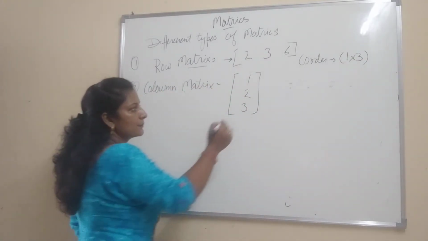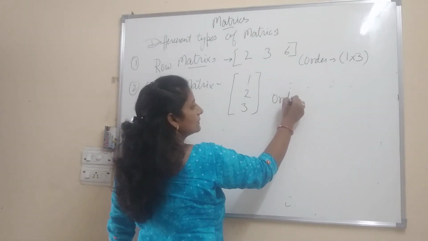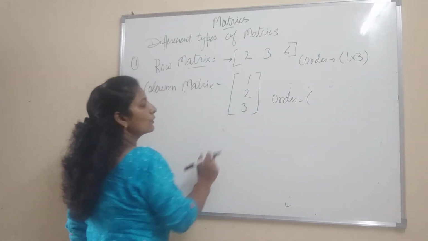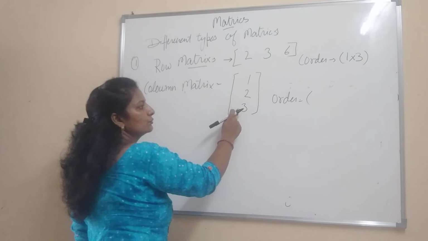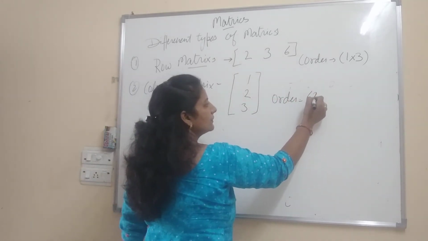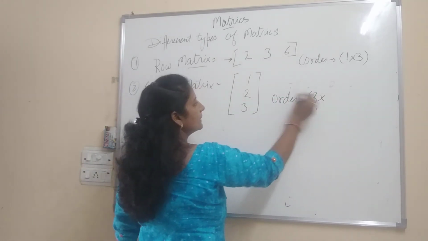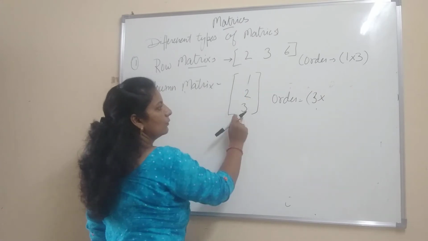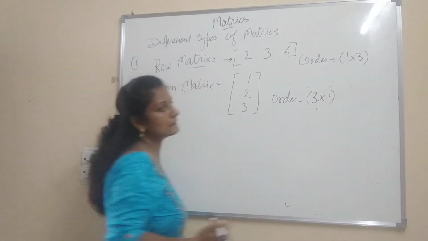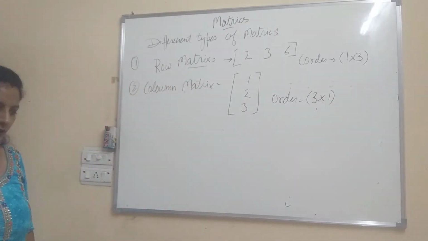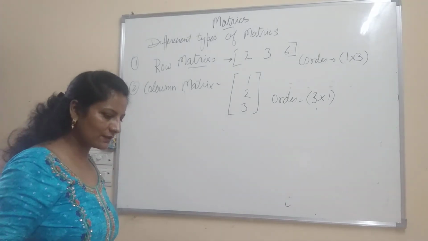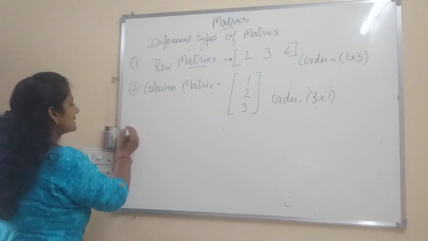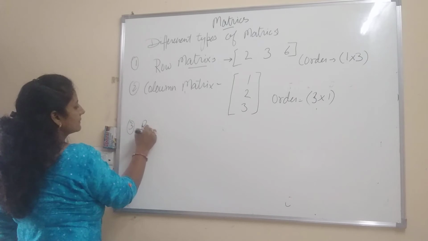Similarly, in this one, suppose we have to write the order. How many rows are there? 1, 2, 3, three rows. And how many columns? There is only one column. So the order of the matrix is 3 into 1. So this is the row matrix, the column matrix, and next is the rectangular matrix.